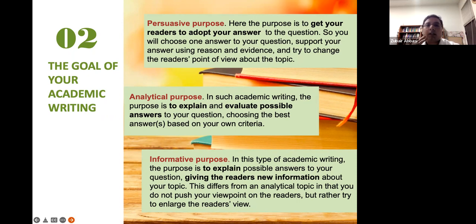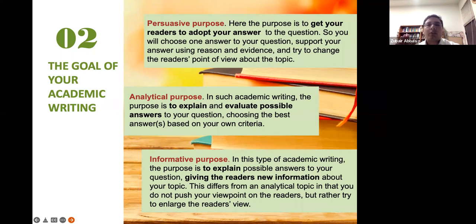Another purpose could be analytical. So here you evaluate, analyze, explain, dissect a particular problem. And the purpose is basically to try to understand, to analyze a particular phenomenon, a particular issue, a particular problem. And the third purpose, which is very common, is informative. You simply want to convey information. You have done your readings, you have looked into several sources, and now you want to provide this information to your readers. This is new information.